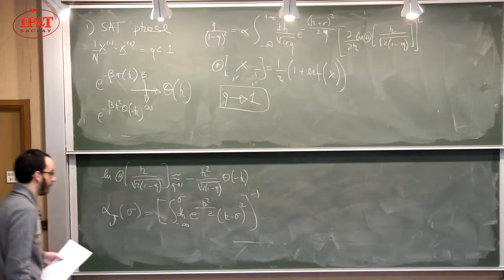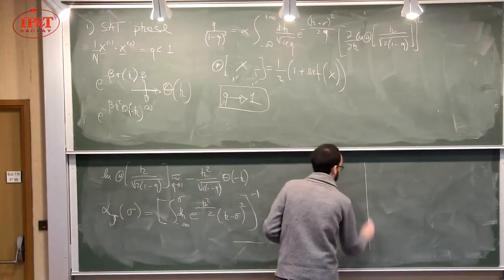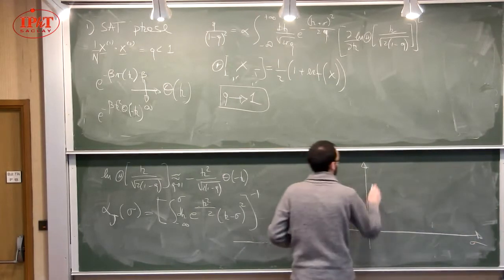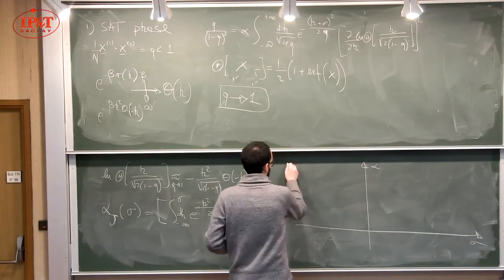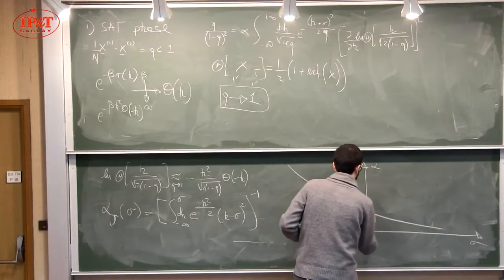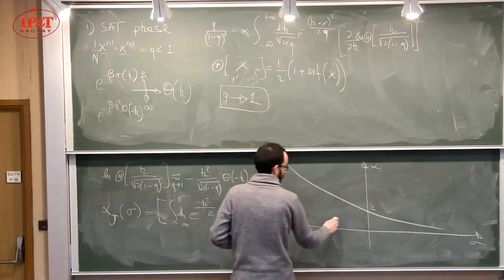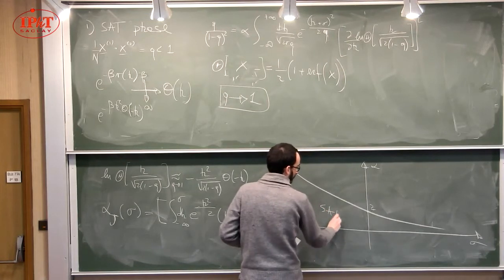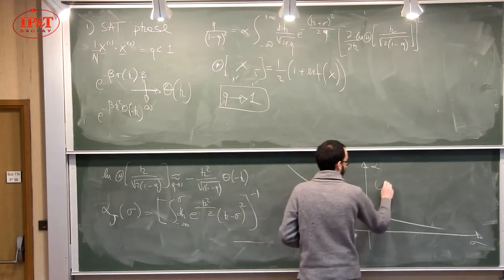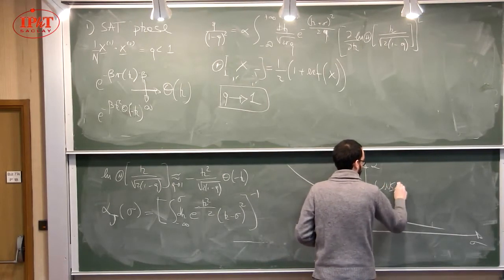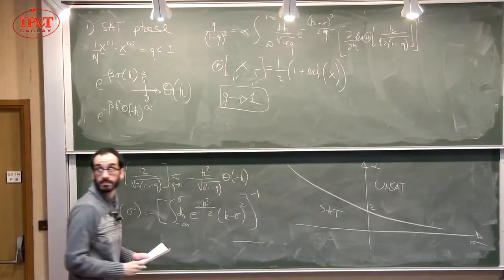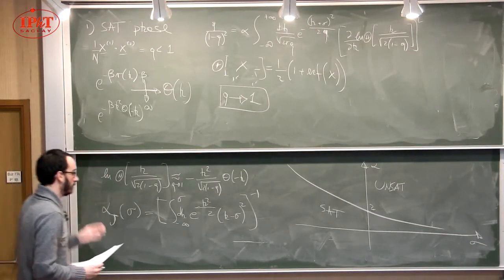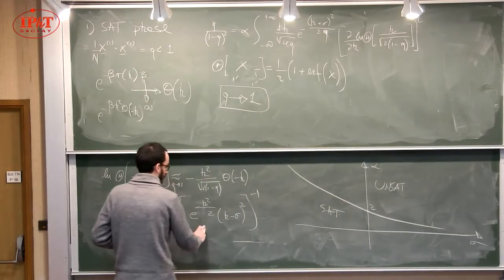okay. And so if you take back the phase diagram, this is a line that goes like that, and here is 2. Here the system is sat. So this is the sat phase, and this is the unsat phase. So this line is just what you get from this.